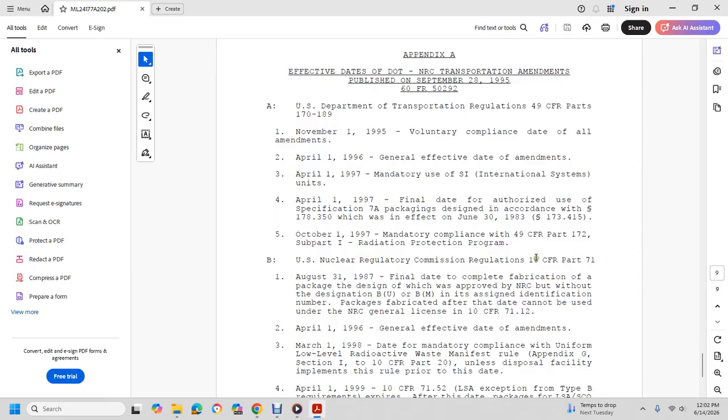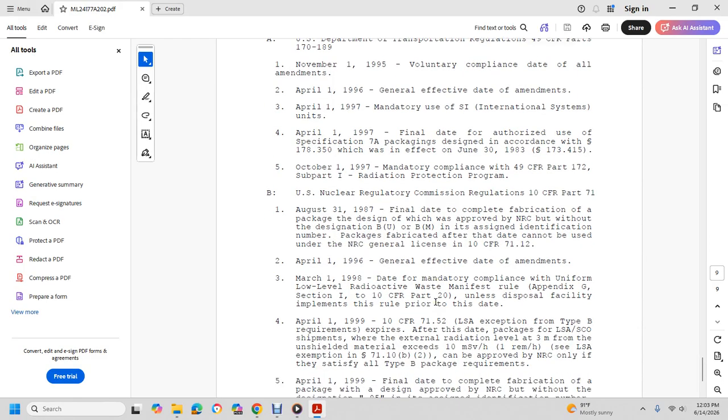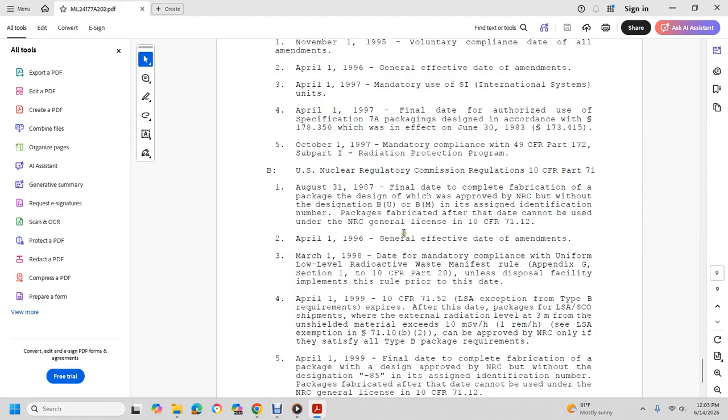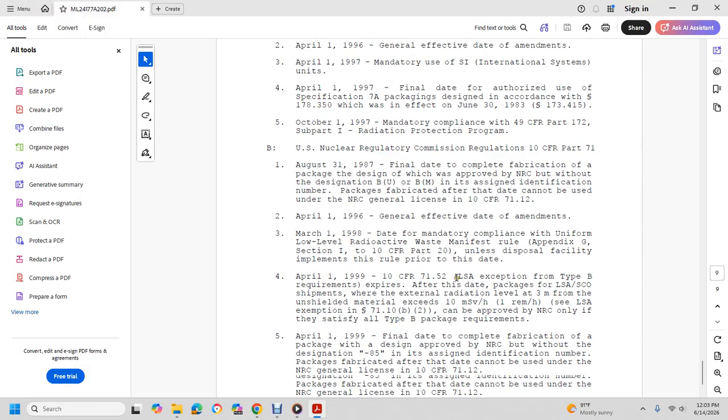U.S. Nuclear Regulatory Commission Regulation, Title 10 CFR Part 71. August 31, 1987, the final date of the complete fabrication of the package designed with the approval of the Nuclear Regulatory Commission with designation of the BU or BM, design and identification number of the package fabricated with the date of the content of the Nuclear Regulatory General License with Title 10 CFR 71.12. April 1st, 1996, the general effective date of the amendments. March 1st, 1998, the date of the mandatory compliance with the uniform low-level radioactive waste manifest for the purpose of Section 1 with Title 10 CFR Part 20, unless the disposal facility implements the rule prior to this date.